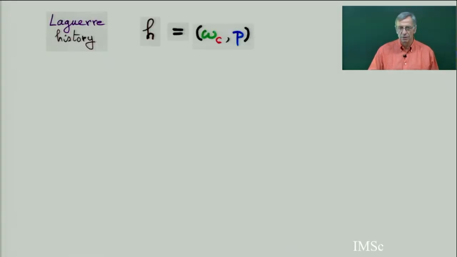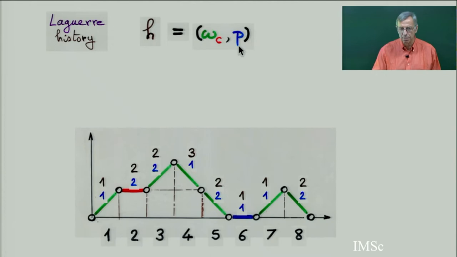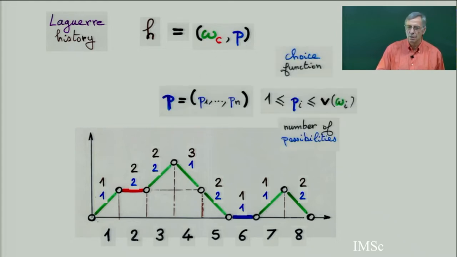So what we have done, we have defined Laguerre histories. A Laguerre history is a triple omega, C, P, where omega is a Motzkin path. C is a coloring in two colors, blue and red, of the levels of the Motzkin path. P is a choice function, a certain vector of possibilities, and each P_i, i from 1 to n, if n is the length of the path, is between 1 and the weight of the elementary step omega_i.